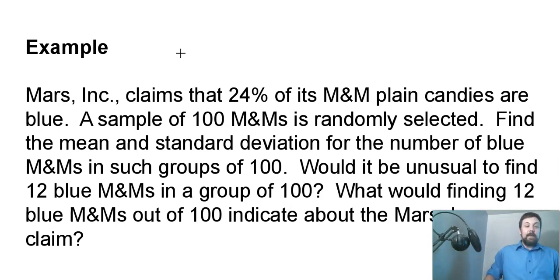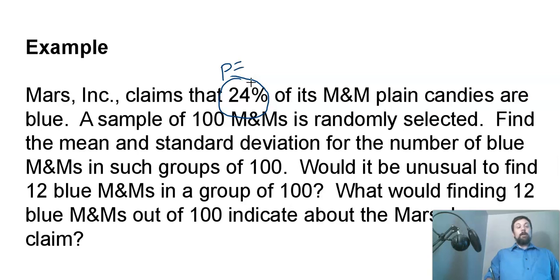All right. Mars Inc. claims that 24% of its M&M plain candies are blue. A sample of 100 M&Ms is randomly selected. Find the mean and the standard deviation for the number of blue M&Ms in such groups of 100. Would it be unusual to find 12 blue M&Ms in a group of 100? What would finding 12 blue M&Ms out of 100 indicate about the Mars Inc. claim? All right. So we're going to assume their claim is true, that indeed 24% of their M&Ms are blue.